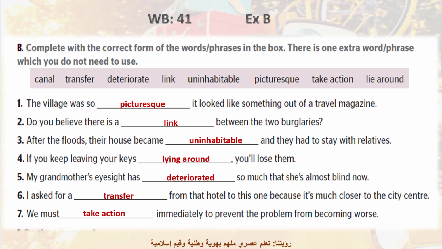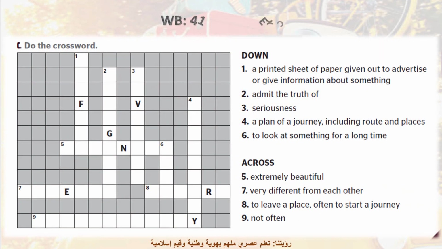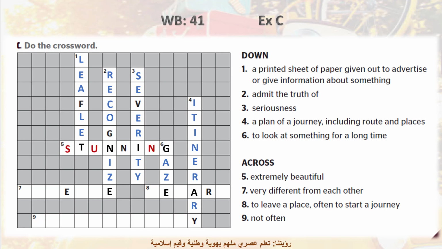Now let's check the answers of exercise C. Exercise C answers are as follows. Down. 1. Yes, leaflet. 2. Recognize. 3. Severity. 4. Itinerary. 6. Gaze. Across. Number 5. Stunning. Number 7. Diverse. Number 8. Depart. Number 9. Occasionally.